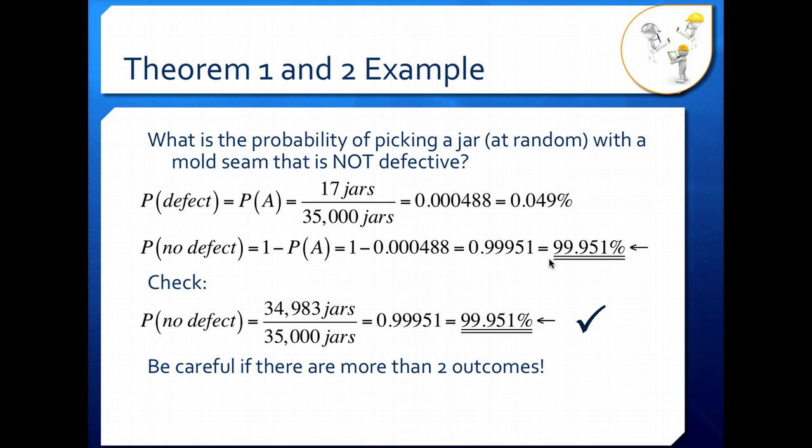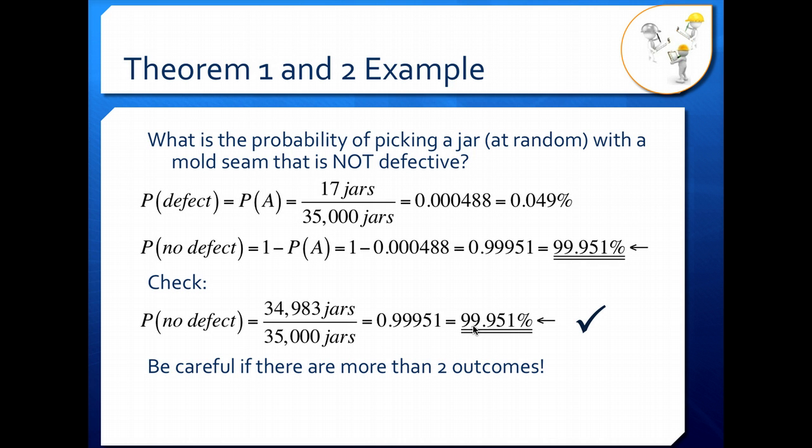99.95%. Now we can double check this if we're not sure that we got the exactly right number by taking the number of defective jars and subtracting that from the total number of jars. And that gives us 34,983 jars. We divide that by 35,000 and we get the exact same number. So we know that they're correct. So we have a very high chance of picking a non-defective jar, which is good. We don't want a lot of defective jars in our shipment.